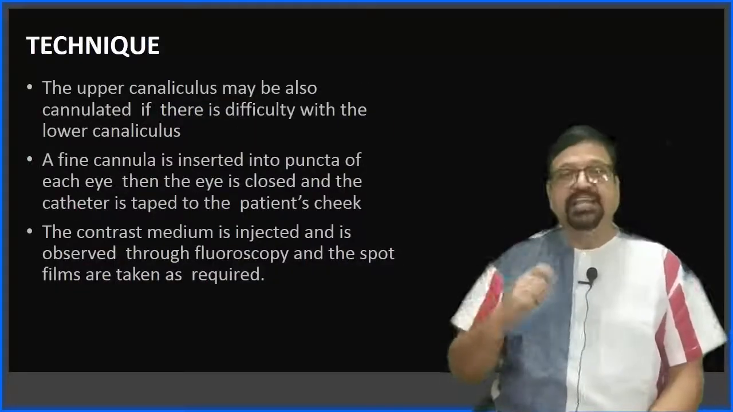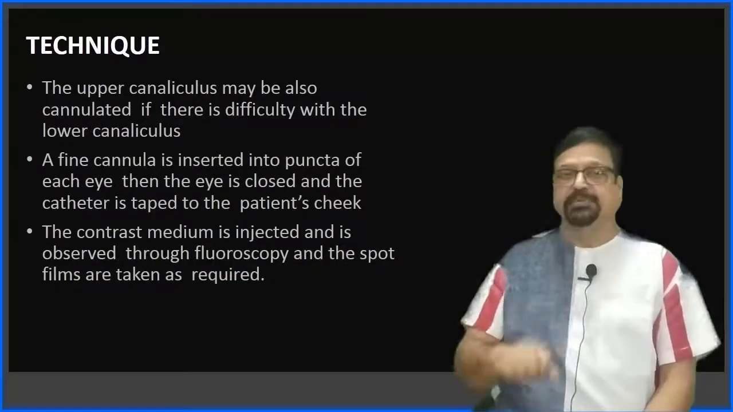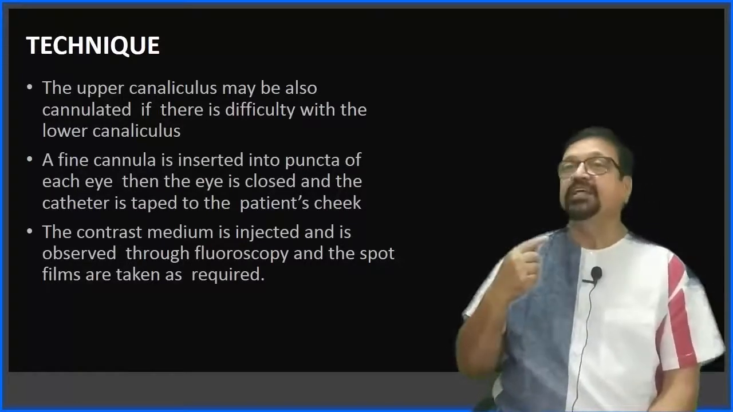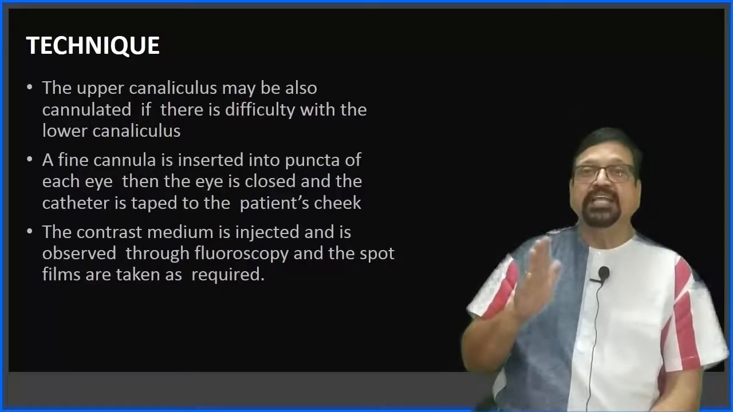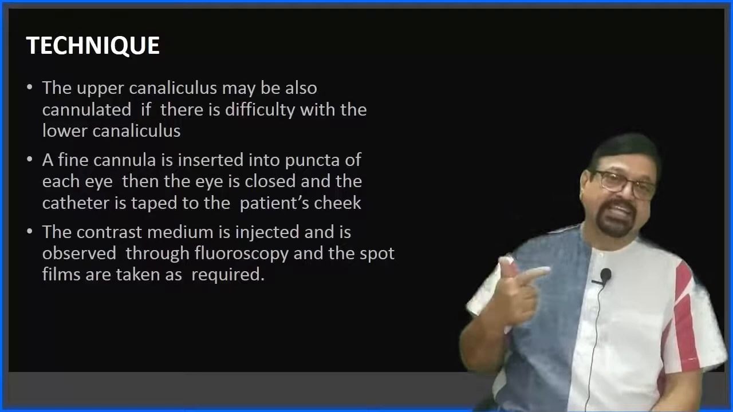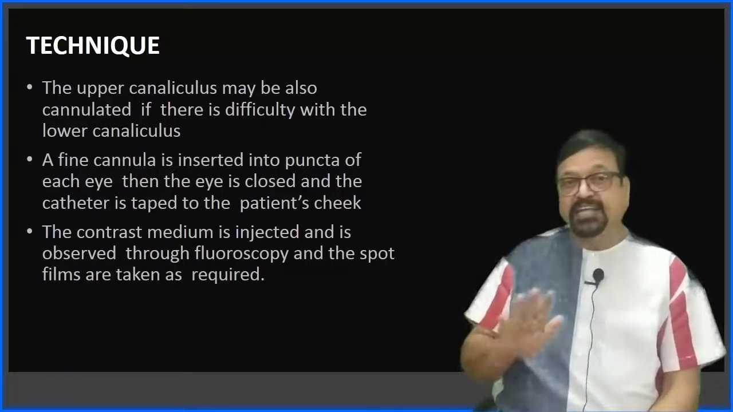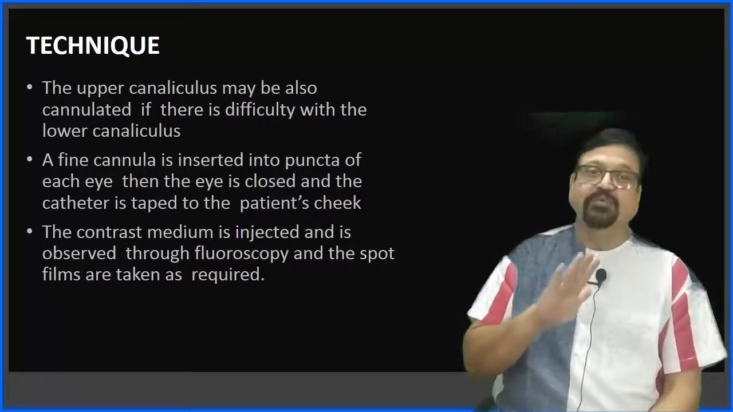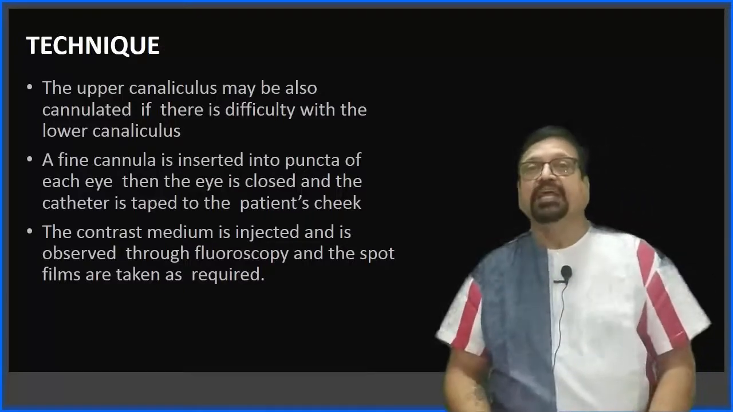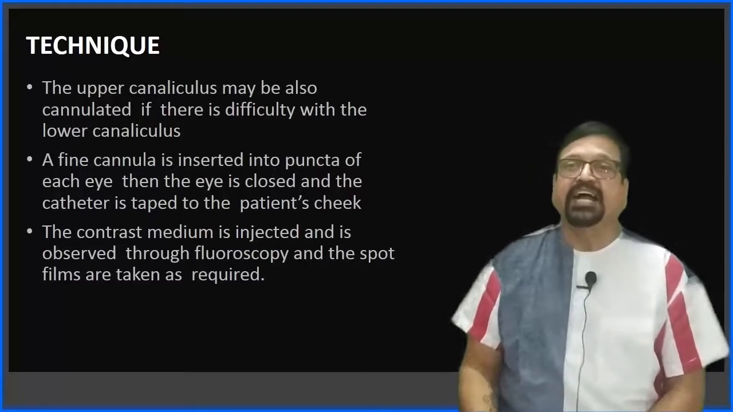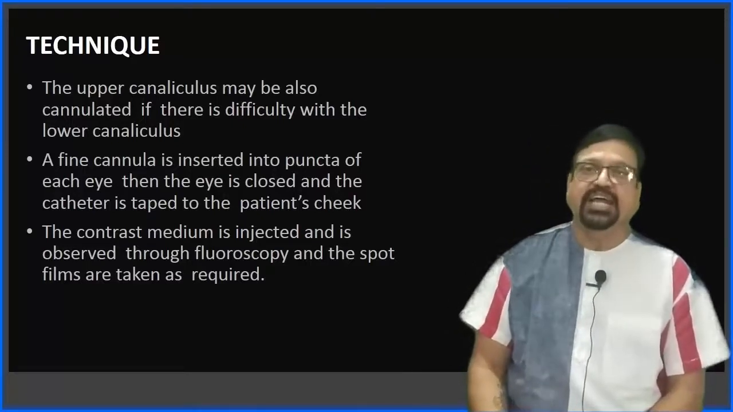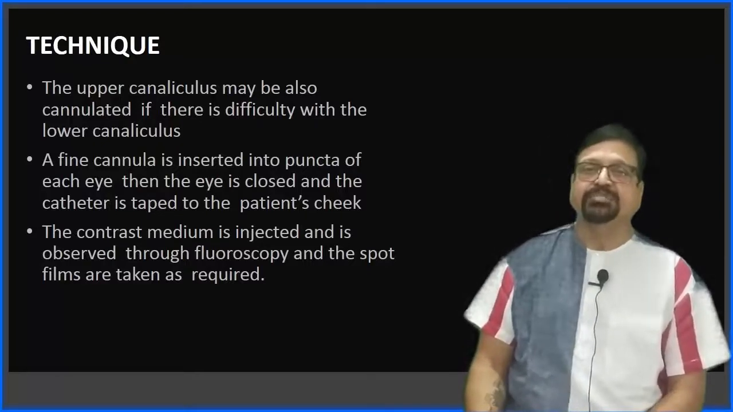Now, if you fail to cannulate from the inferior aspect, what is to be done? If the inferior cannulation fails, you will have to go for the superior. So cannulation can be done from the superior canaliculus as well as from the inferior canaliculus. If inferior cannulation is not possible, if you cannot pass a line, a point of observation is made. Now, a fine cannula is inserted into the puncta. The eye is kept open or closed, contrast is injected and films are taken.